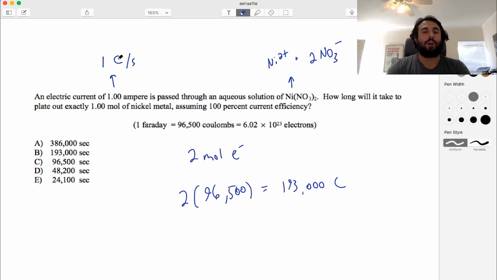1 ampere is 1 coulomb per second. So if it's 193,000 coulombs and it's 1 coulomb per second, it's going to be 193,000 seconds to achieve this process here. So ampere, we do need to remember, right, all of these units on these parameters, coulombs per second, that's useful to know. We did have to know there were 2 electrons per nickel ion in order to achieve this. 1 mole of nickel metal, and then they gave you Faraday's right there. We have to remember what that is, what that means. It's the charge associated with 1 mole of electrons. So that was a short one on electric current.